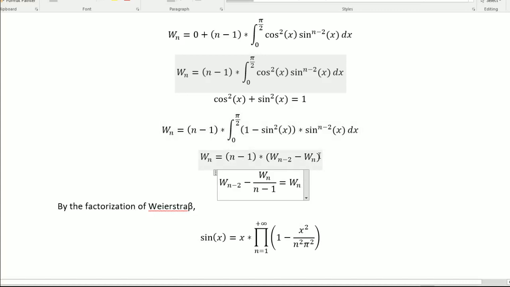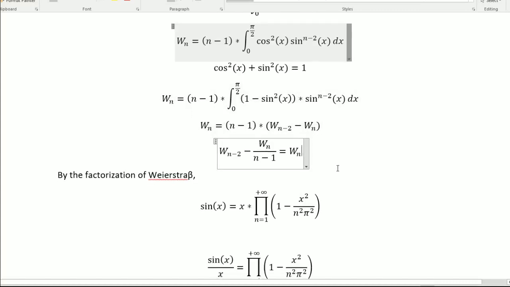So for the next question, I actually kind of cheat, but it's technically a proof that works. I say by the factorization of Weierstrass that sine x equals x times the product of 1 minus x squared over n squared pi squared. So this comes from the identification of the zeros of the sine. So it's pretty complicated, but the factorization of Weierstrass works.